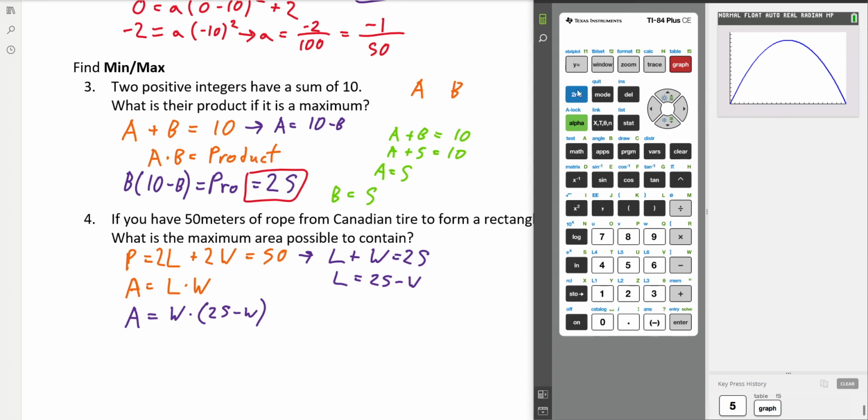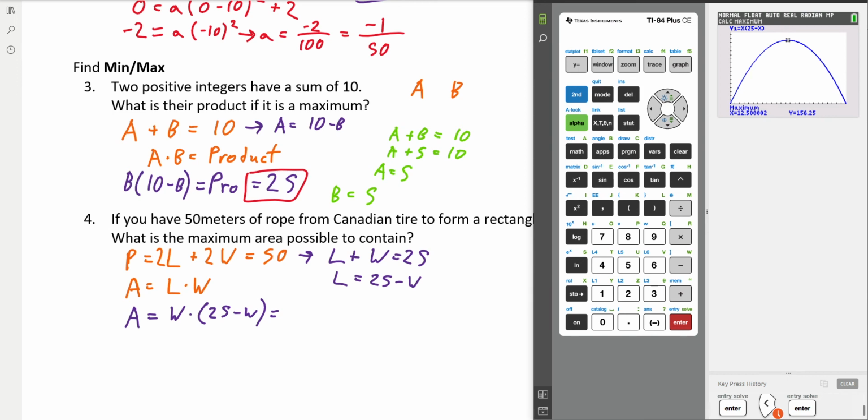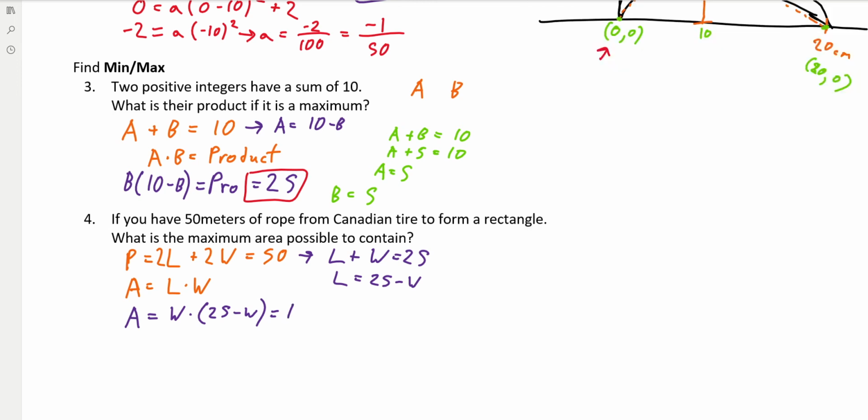Okay, so what is the maximum area possible to contain? Well, we need to get the maximum. So the left bound is somewhere around here, the right bound is somewhere around here, and now we are solving for the maximum. The maximum is telling us that the maximum area is 156.25, 156.25 meters squared in this case.